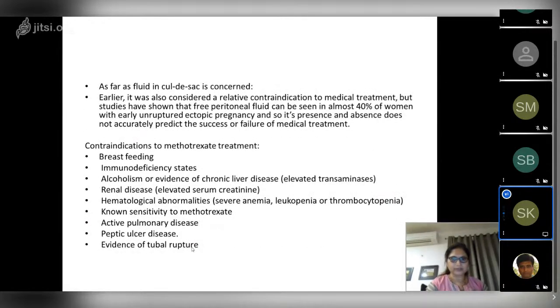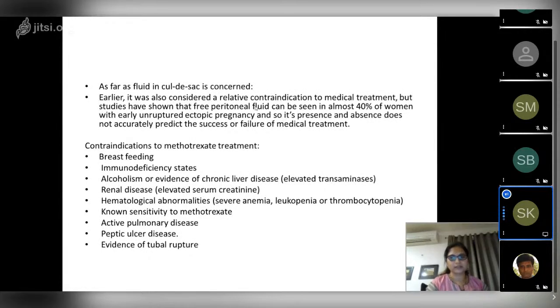Now, another important thing to remember is, as far as fluid in the cul-de-sac is concerned, earlier it was also considered a relative contraindication to medical treatment, but studies have shown that free peritoneal fluid can be seen in almost 40% of women with early unruptured ectopic pregnancy, and therefore its presence or absence does not accurately predict the success or failure of the medical treatment. What is more important than just the presence of fluid in the POD is the hemodynamic status of the patient.